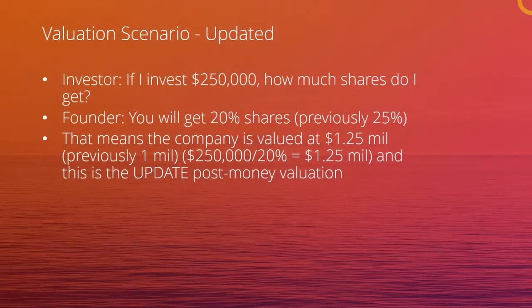Now let's revisit our previous example. If an investor asks you how many shares you are going to give them if they invest $250,000, you will want to say that you will give 20% shares. Because previously you mentioned that we want to give 25%. Now, if you calculate it back, your company's valuation will be 1.25 million. Previously, it was 1 million. So this is the new post-money valuation. Instead of 1 million, it becomes 1.25 million.